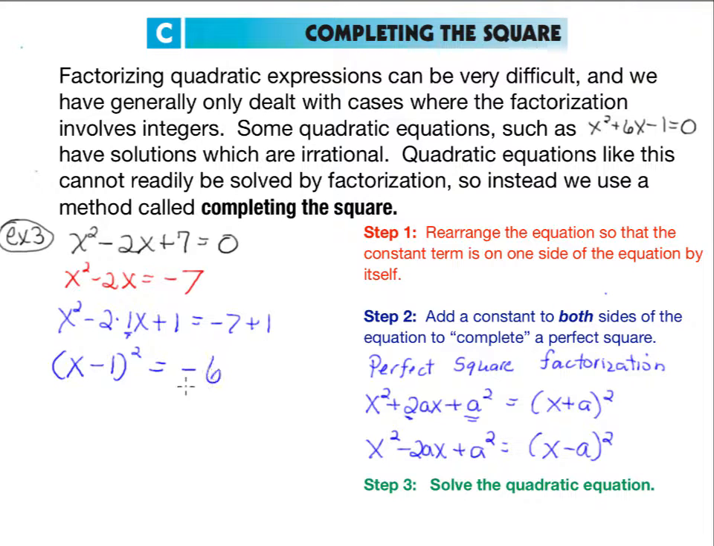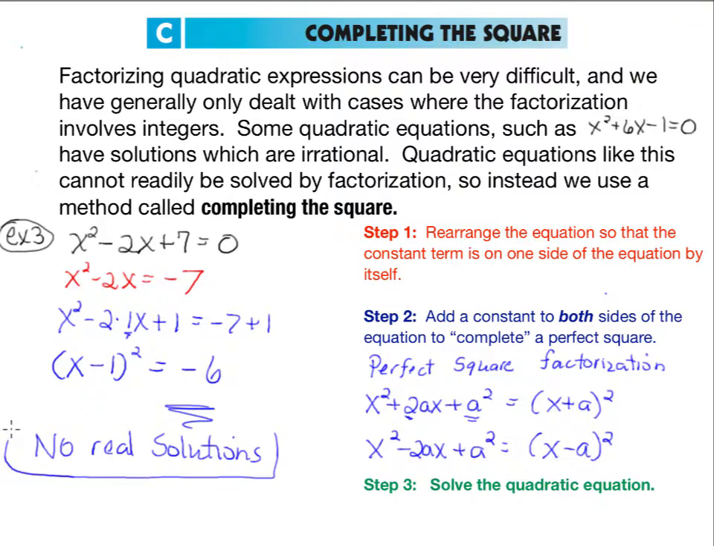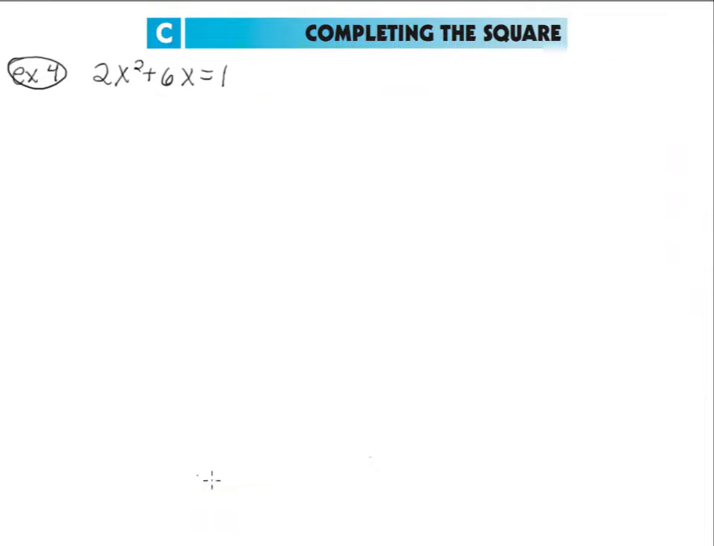Now notice I have a quantity squared equal to a negative number, which is impossible. So we know that there is no solution to this problem. In fact, there's no real solution. We're learning at the very end of this section that there are some solutions to this problem. They're just complex. Let's look at example 4.